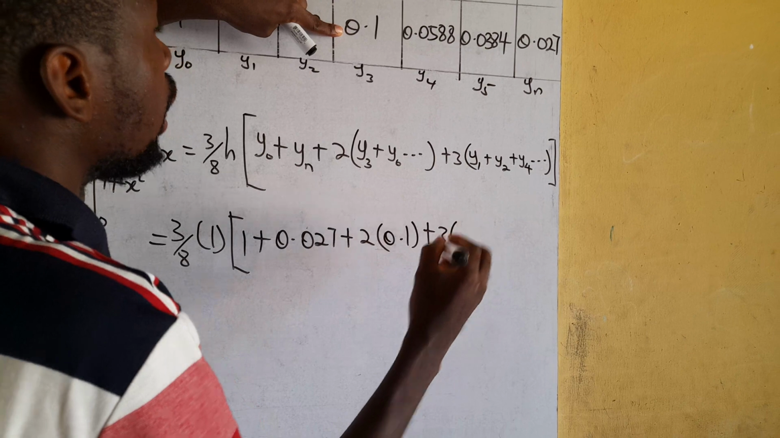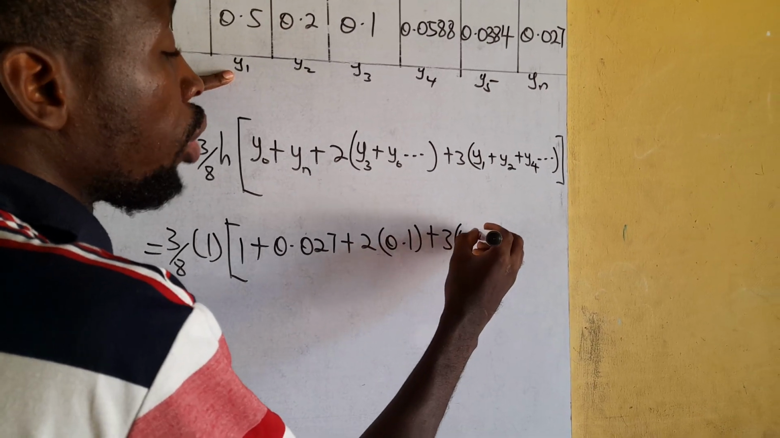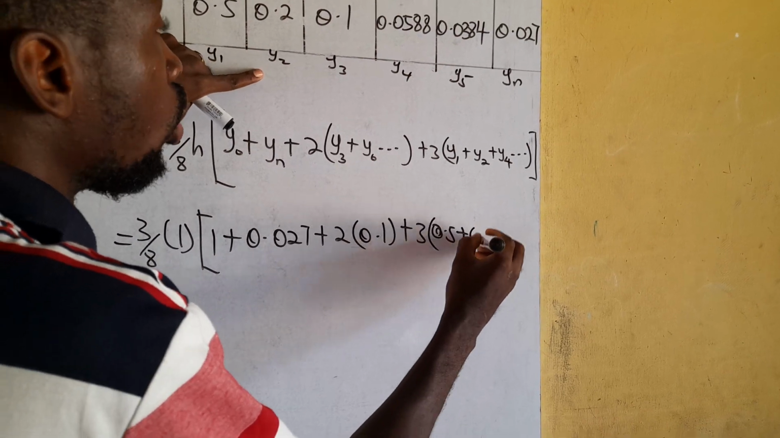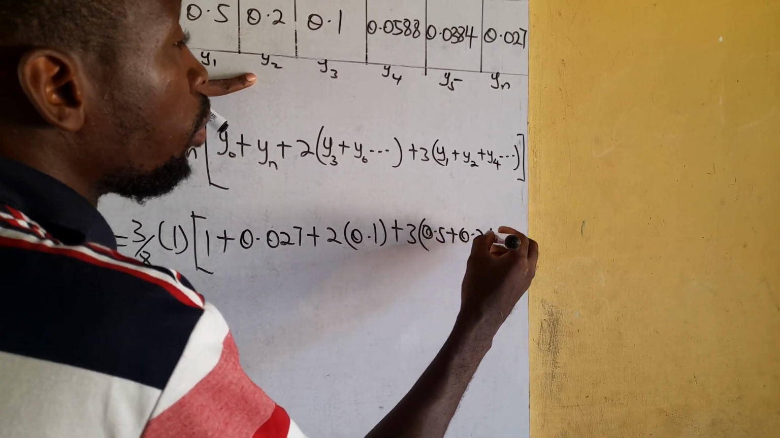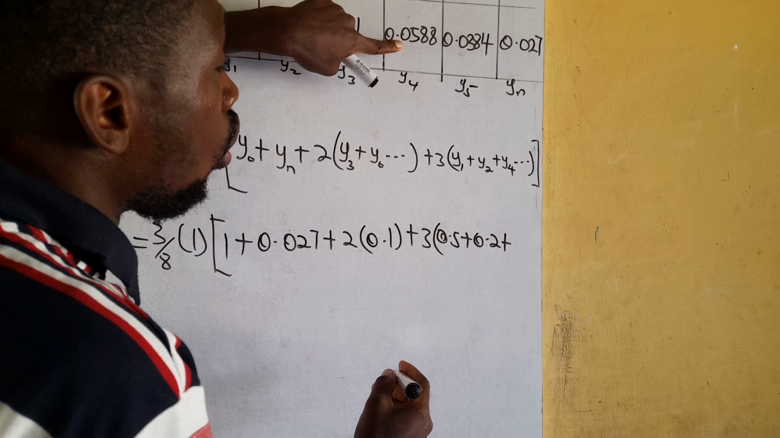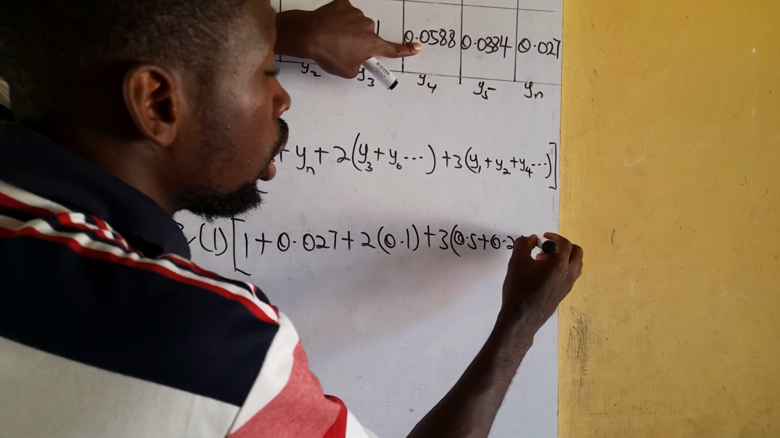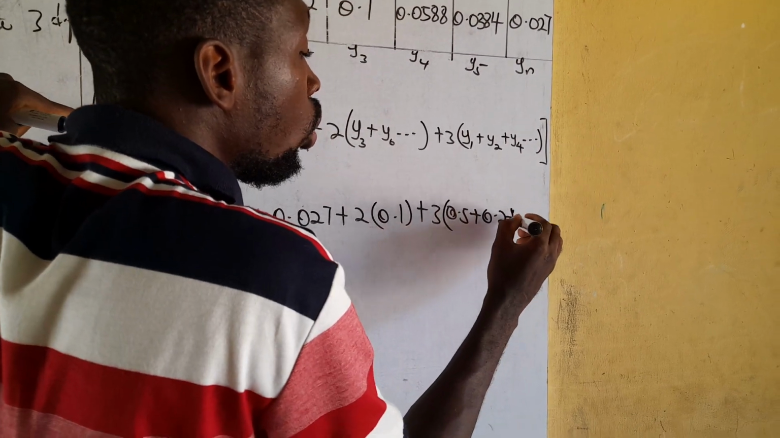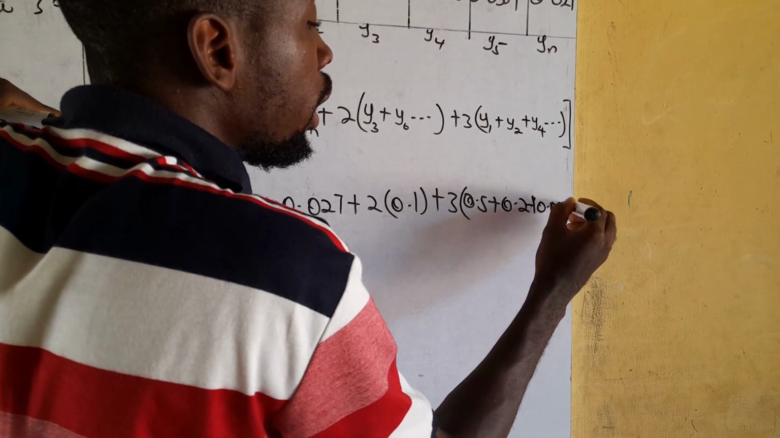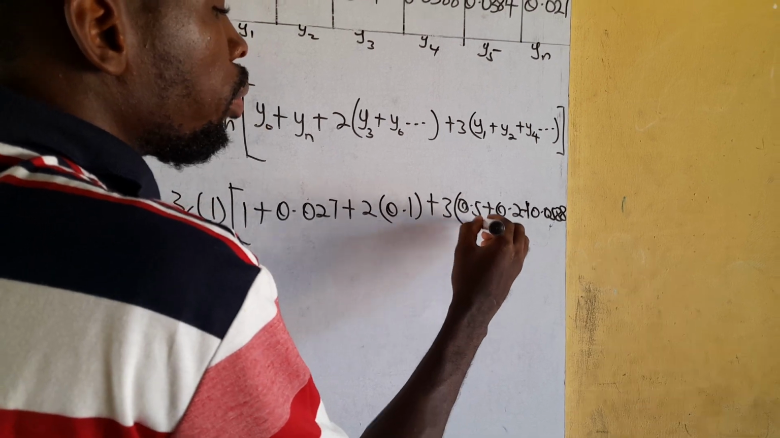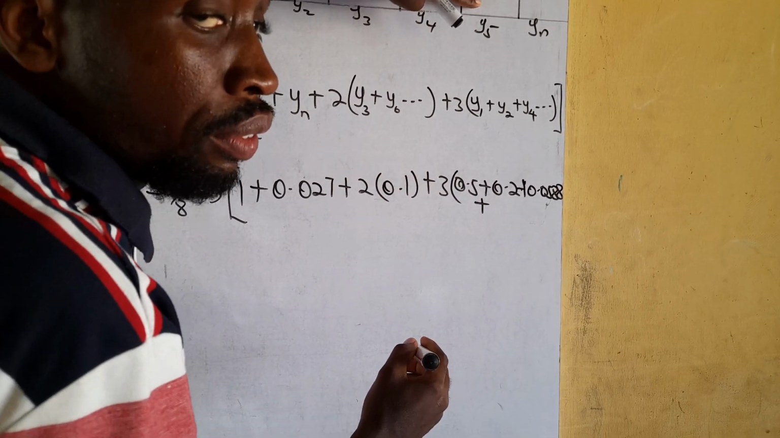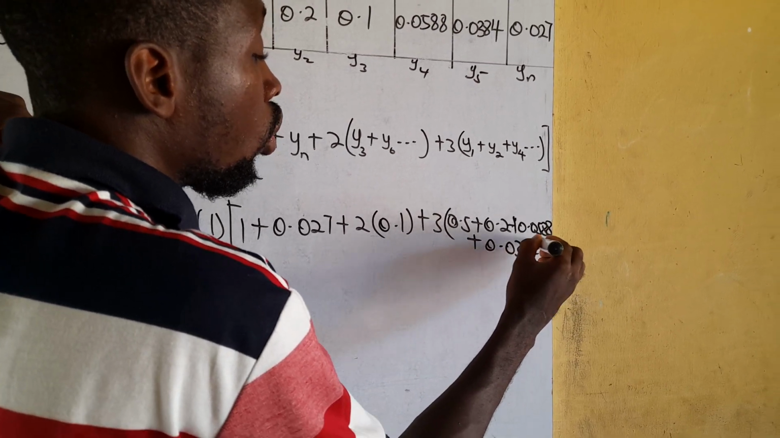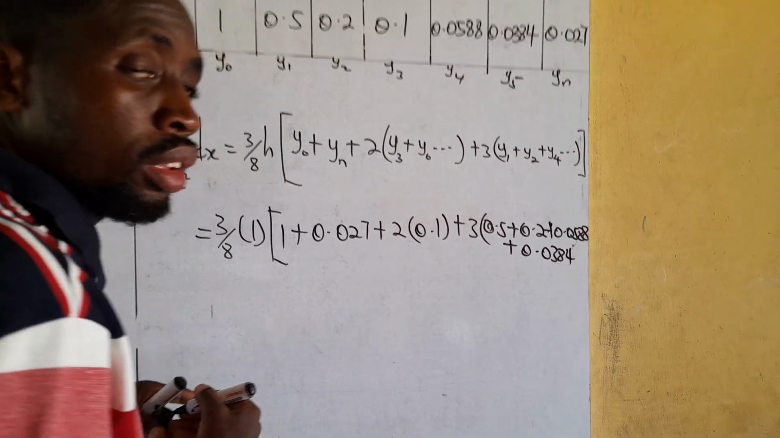Then plus 3 times our y1, which is 0.5. Our y2, which is 0.2. Then plus our y4, which is 0.0588. Then plus our y5, which is 0.0384. I hope you get that.